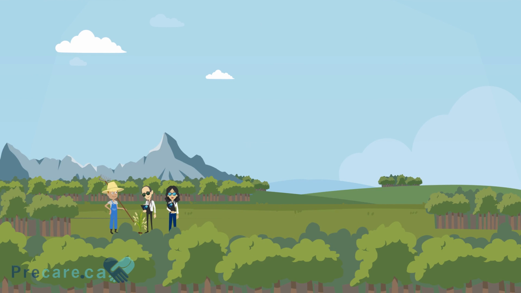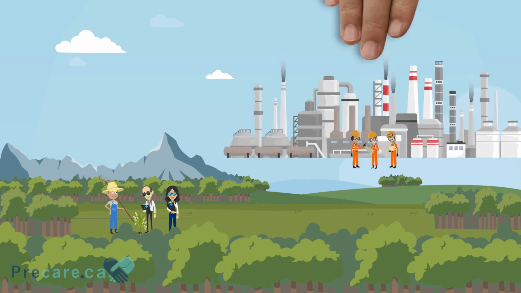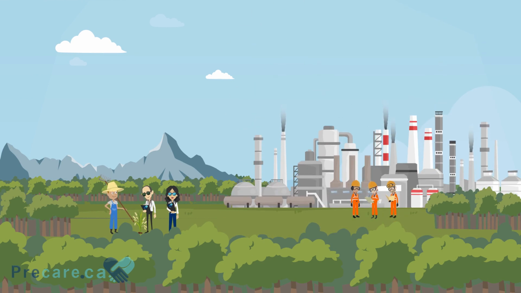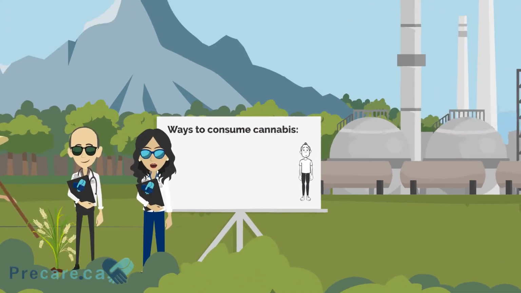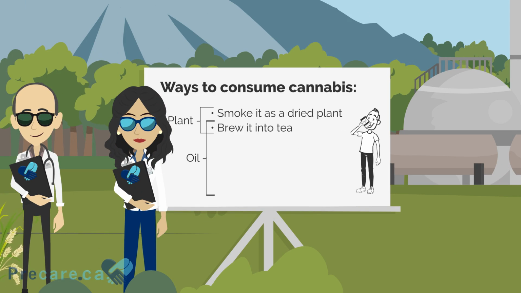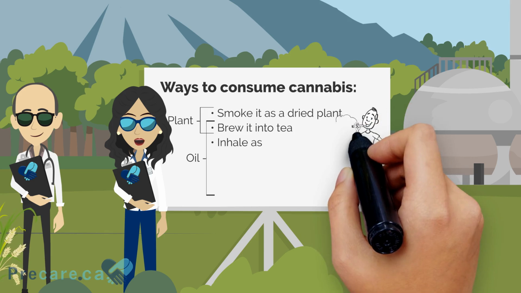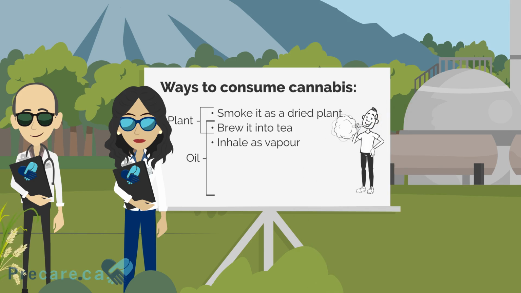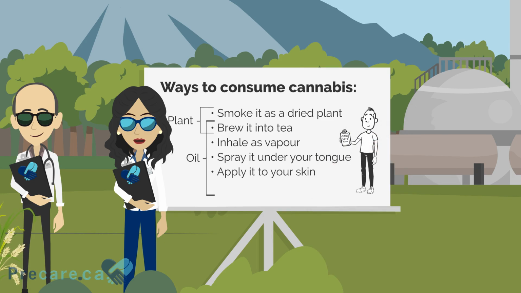Cannabis is available as fresh, a dried plant, or oil extracts from licensed producers. They usually contain both THC and CBD, and they can be used in many ways, including the following, such as smoking it as a dried plant, brewing it into tea, inhaling it as a vapor, spraying it under the tongue, applying a preparation to the skin, or eating it in prepared foods or homemade foods called edibles.